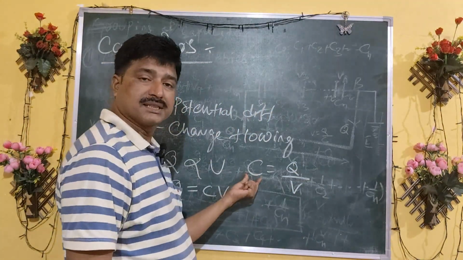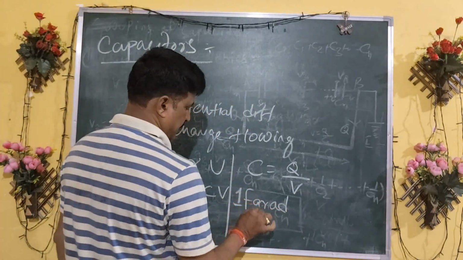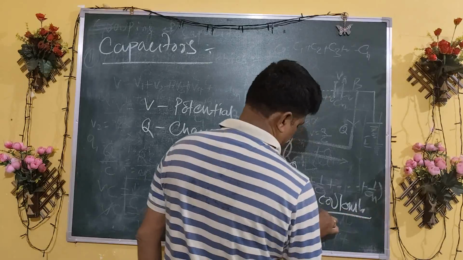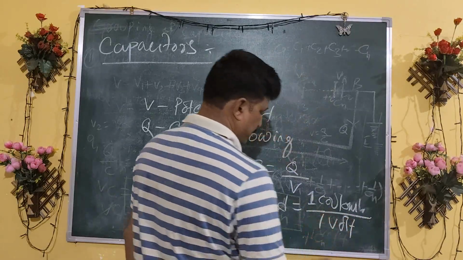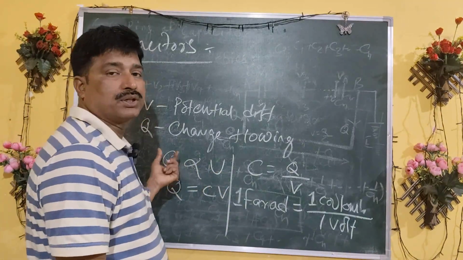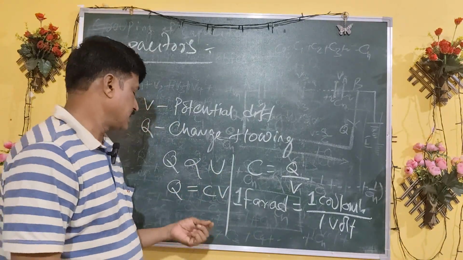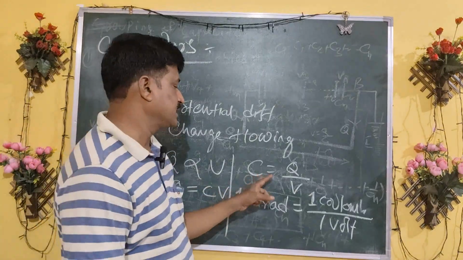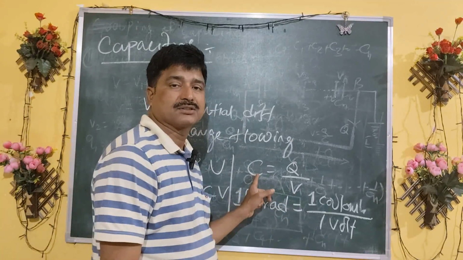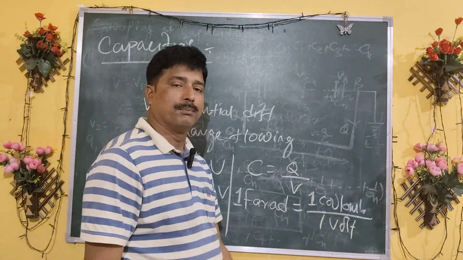The unit of this C is farad. Let us think, 1 farad is equal to charge 1 coulomb by 1 volt. Remember, Q proportional to V means the charge flowing through that conductor is proportional to the potential difference across the two ends of the conductor, and Q is equal to C into V, or C is equal to Q by V, where Q is the charge, V is the potential difference, and C is the capacitance of the capacitor. Its unit is 1 farad is equal to 1 coulomb by 1 volt.